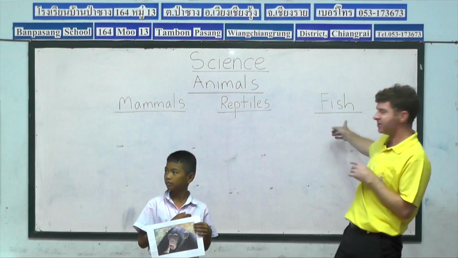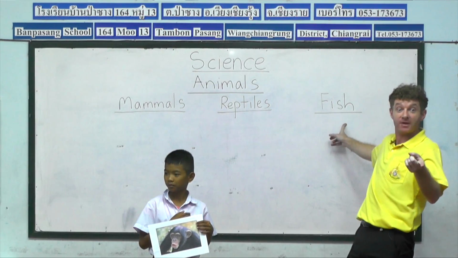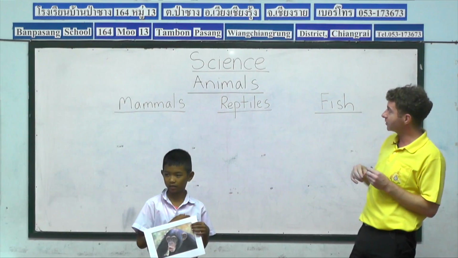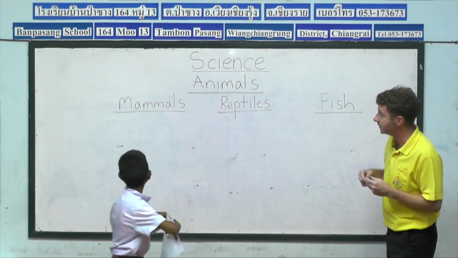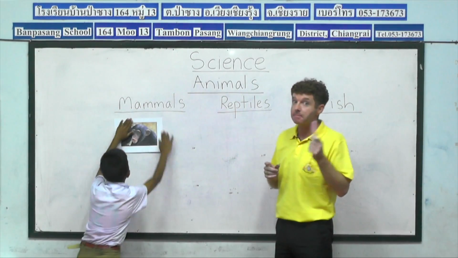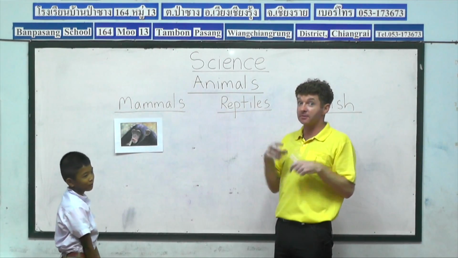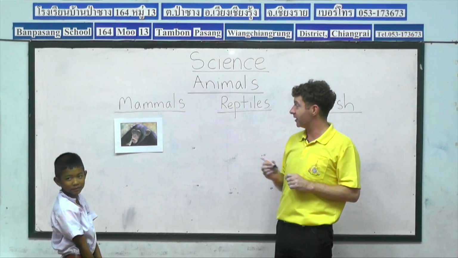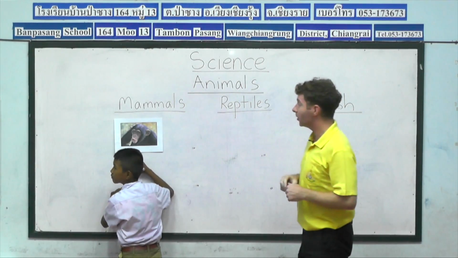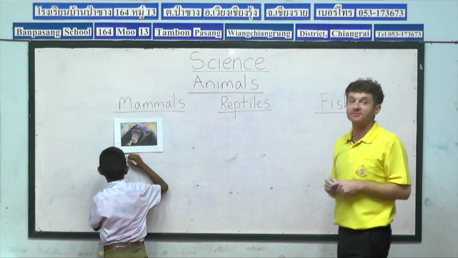So what type of animal is a monkey? Is a monkey a fish? A monkey is a mammal. Excellent. So Pat, what category will you place your monkey in? Excellent. A monkey is a mammal. Remember, mammals have hair or fur. So now, can you write the word monkey on the board? How do we spell monkey, guys?